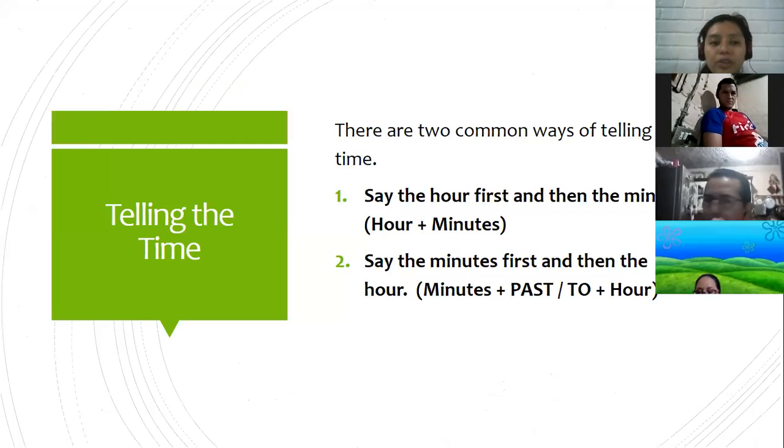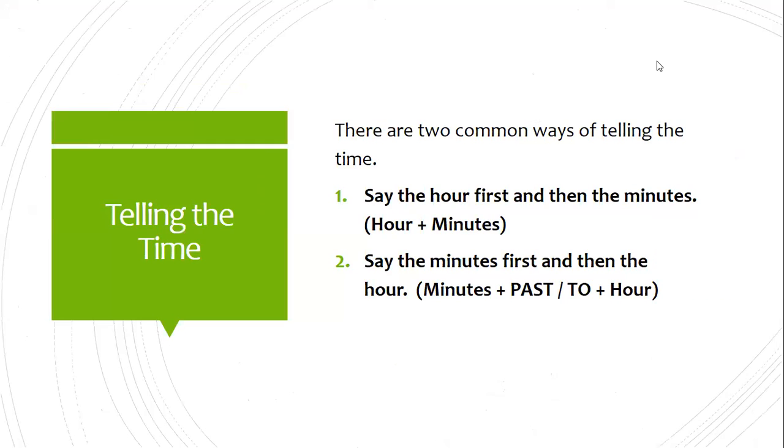So first of all, we're going to make like a review. How do we say the time? So basically in English, there are two common ways of telling the time, okay? One of them is to say the hour first and then the minutes, as in Spanish. That we say first of all the hour and then we say the minutes. But also there is another way that is saying the minutes first and then the hour.